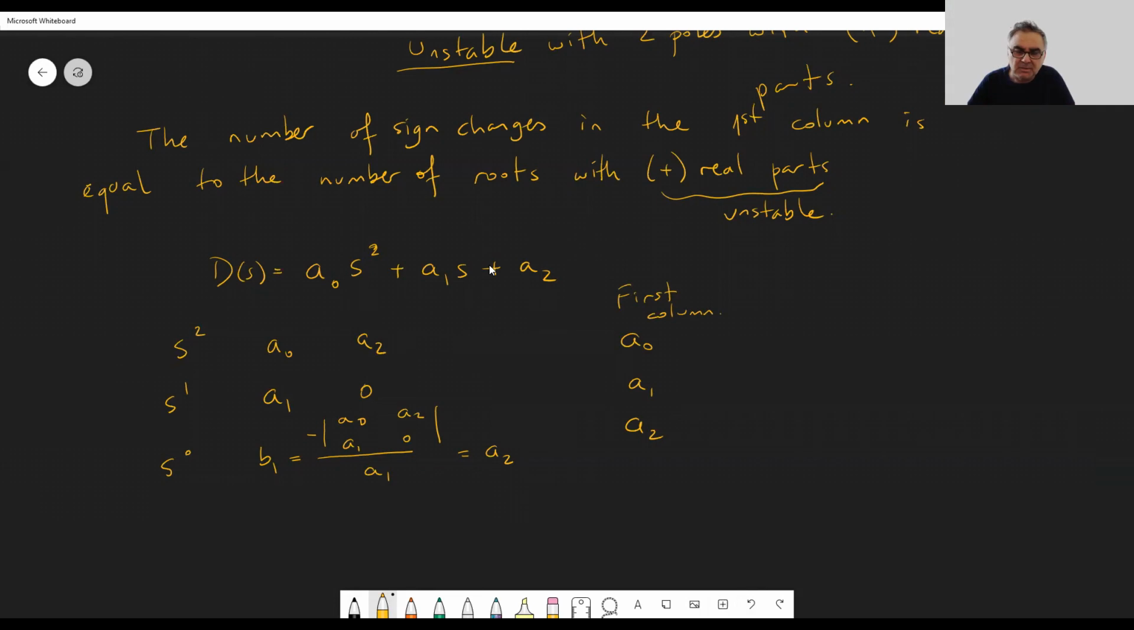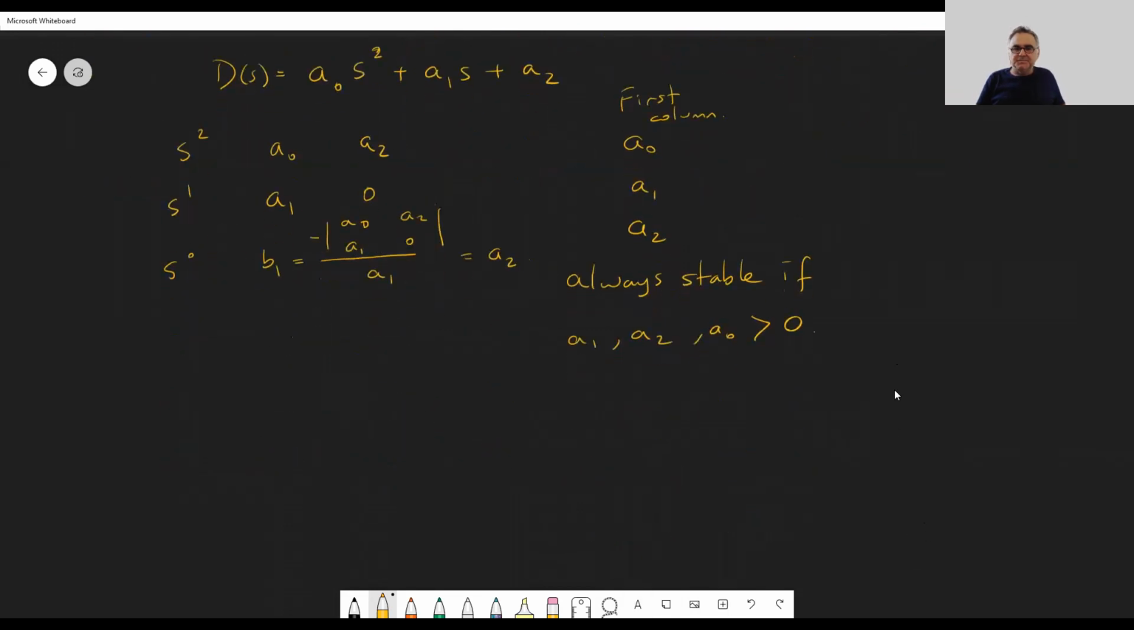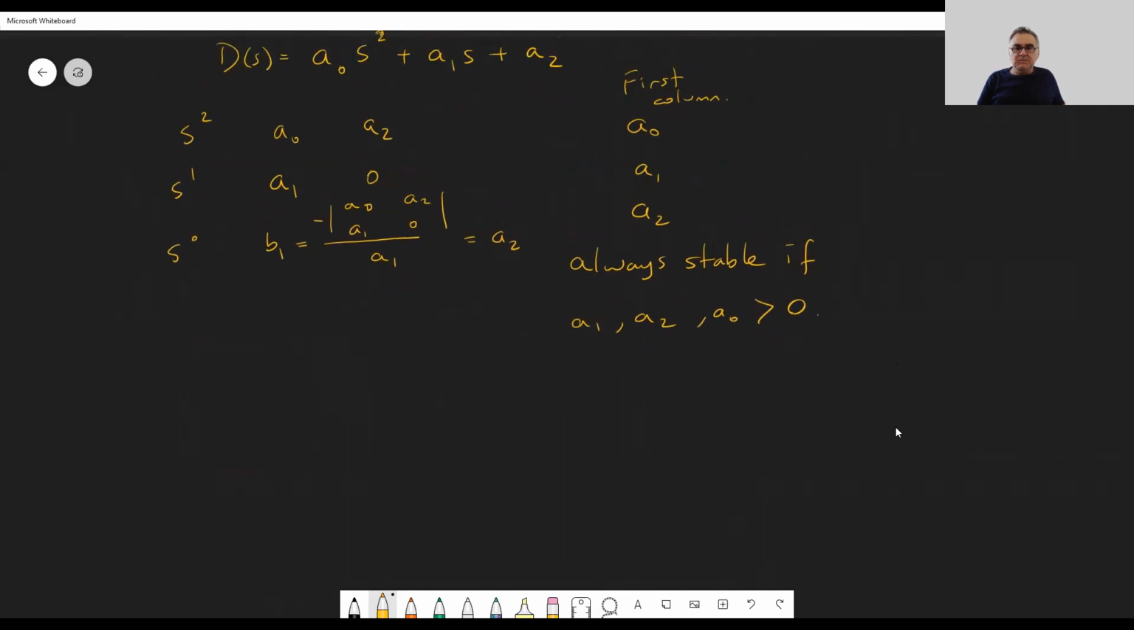No, so this one, and the conditions for stability, this is always stable if A1, A2, A0 are all greater than 0 or less than 0. Actually, all of them must be the same. Okay. So second order systems are stable if their coefficients are all positive, which means that the Hurwitz test is also sufficient. Yes.